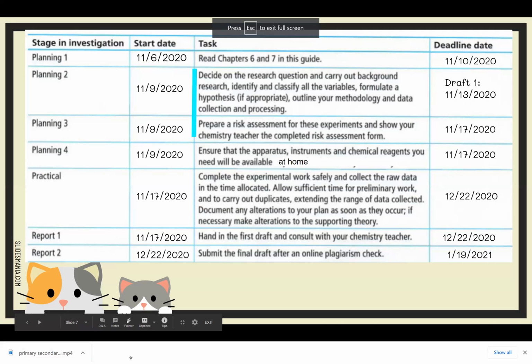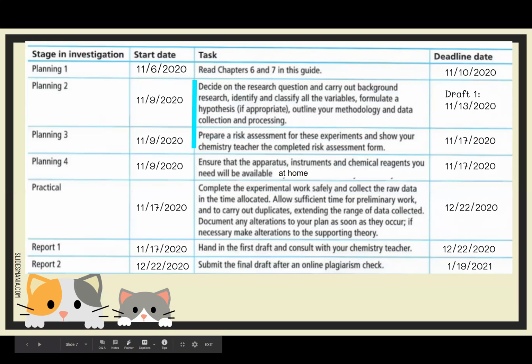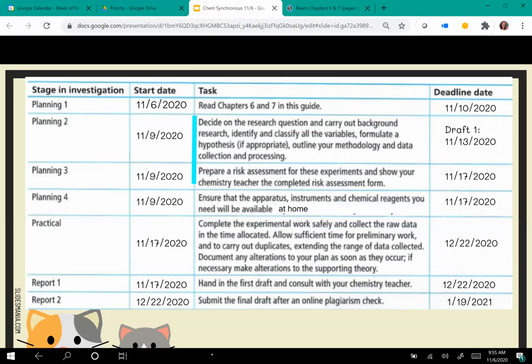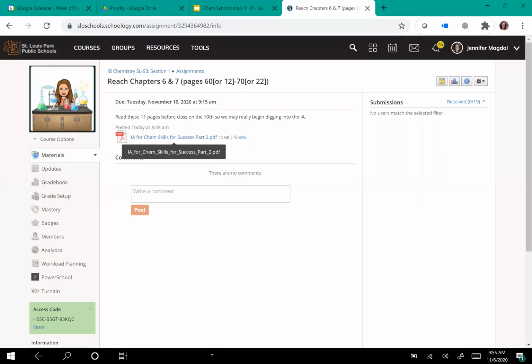So let me escape that. Why did it? Come on, computer. Exit. Okay.